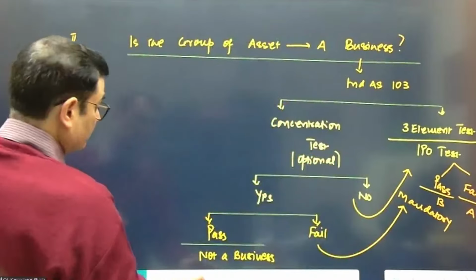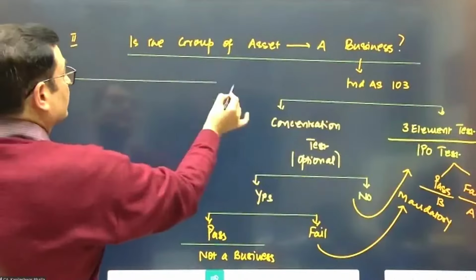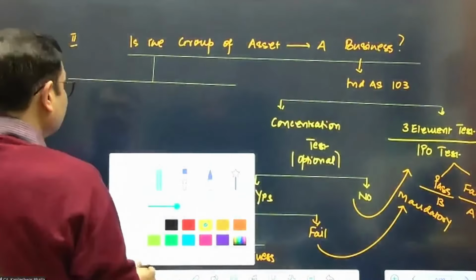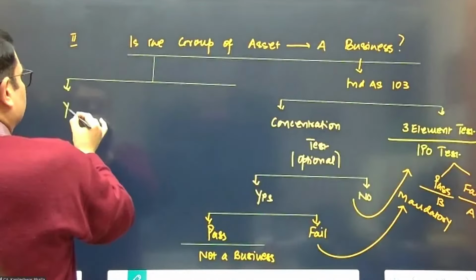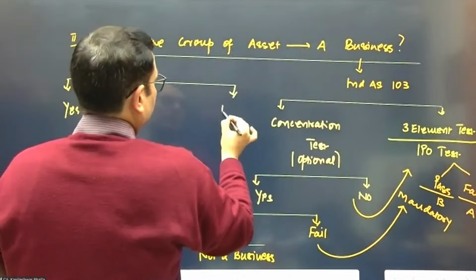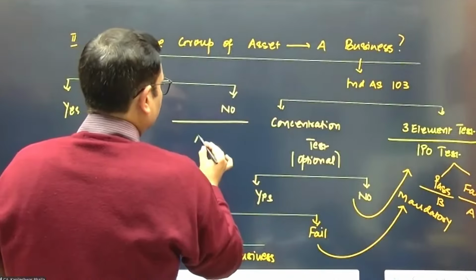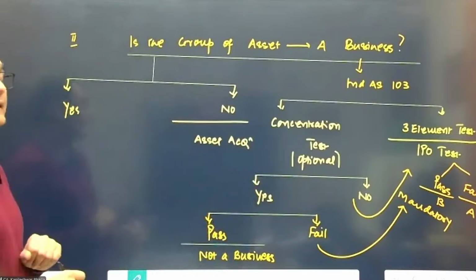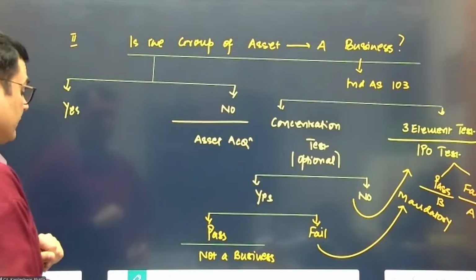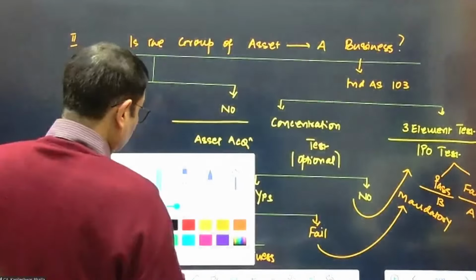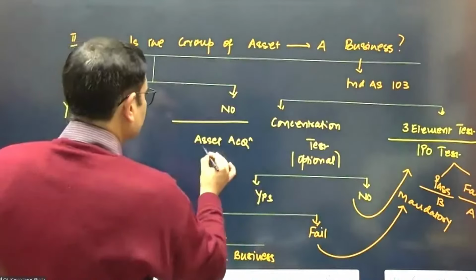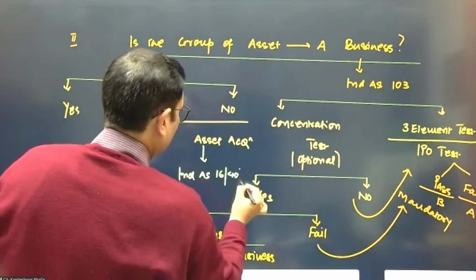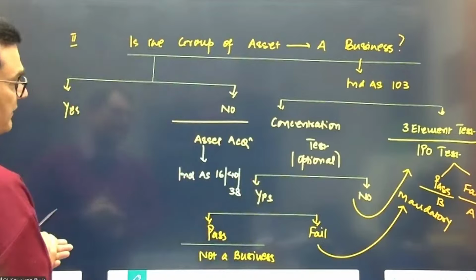Now, coming back to the dots. So when you say, is the group of assets a business or not, you applied these particular tests, and if you say no, it is not a business, then it is supposed to be an asset acquisition. And if it is supposed to be an asset acquisition, then you would apply Ind AS 16, Ind AS 40, or 38, as the case may be.